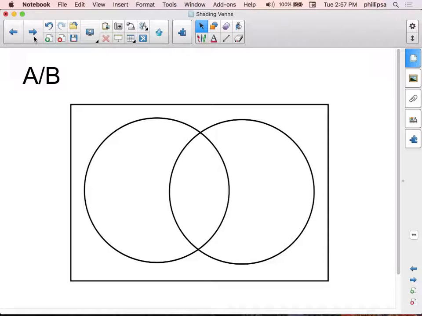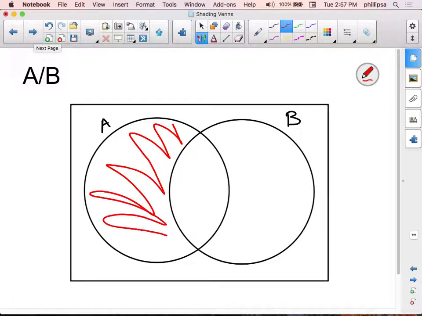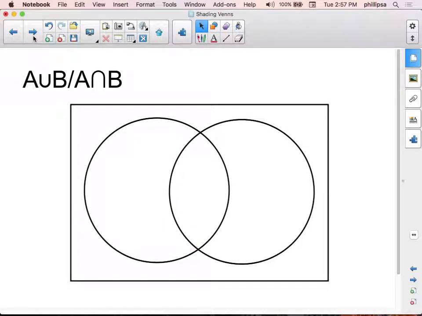This notation is now going to tell me everything in A, but not in B. So everything in A that's not in B. Let's come back to that after we talk about unions and intersections.